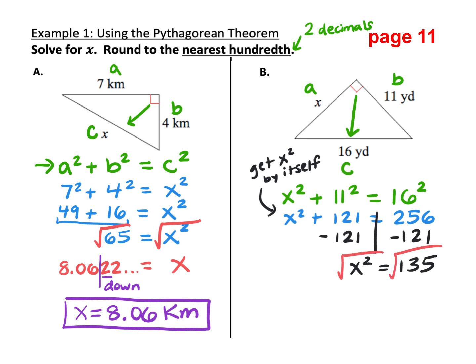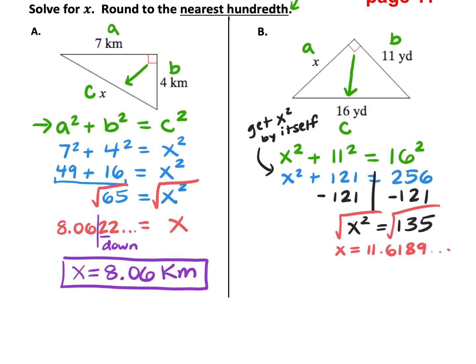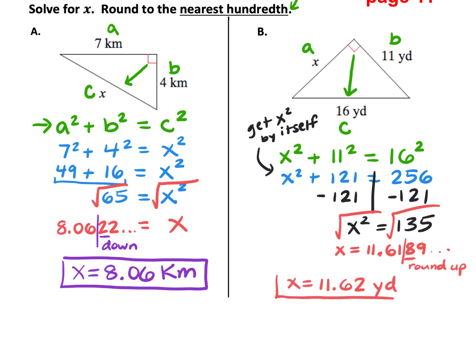And when we do that, the calculator gives us 11.6189. We'll round again to the nearest hundredth, which is 2 decimal positions. So I'm going to look right here, and the 8 in the third place tells us we round up. If it's 5 or more, you round up. So the 11.61 is going to move up to 11.62. So that will be our final answer for the missing side.